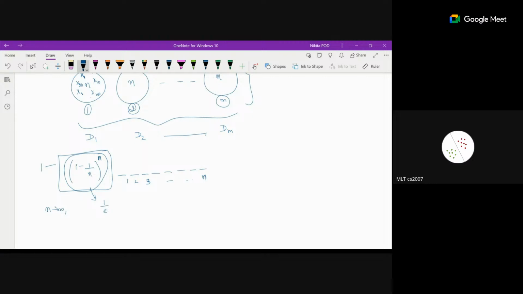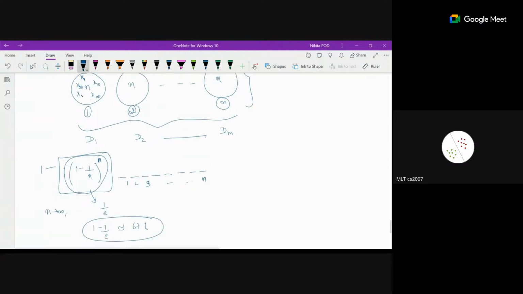So what we can say is that the probability of any data point to be in a bag is going to be 1 minus 1 by e, which is roughly 67%. So this is the probability of any data point to be in a bag, right? So it means there will be some 32 to 33% of the data set which will be repeated in the bag, right? This is what we can conclude from here.